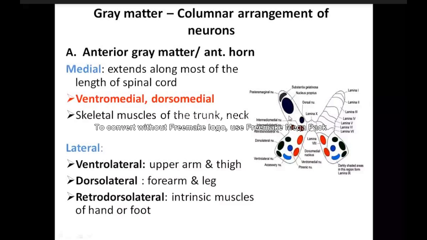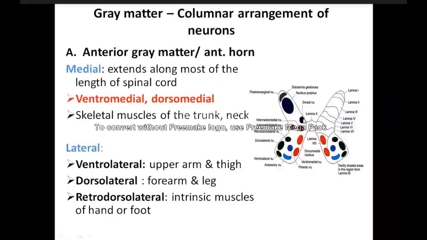Okay, now within the anterior horn, these are the different neurons you are seeing here. Concentrate only on the anterior horn. There is a medial part here, this is the lateral part here, and this is the intermediate part here. Now coming to the medial part, there are two you are seeing. This is the ventromedial nucleus, this is the dorsomedial nucleus. And it mainly supplies the skeletal muscles of the trunk.